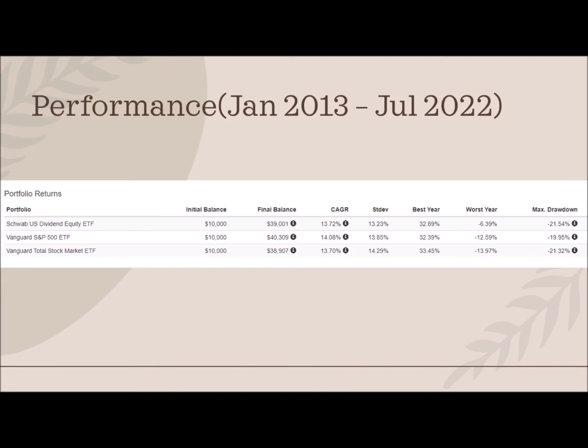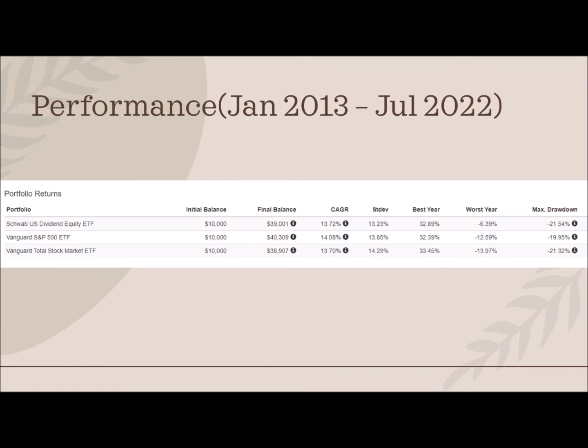It's a 13.7% return against 13.7% for the total stock market and 14.1% for the S&P 500, so slightly below that. The important thing is, hey, look at the worst year. The U.S. Dividend Equity ETF is down 6.3%, whereas the other two are down 13 and 14% respectively.